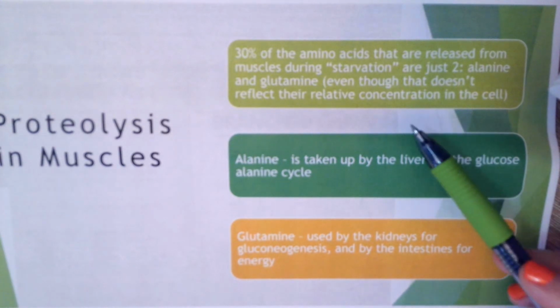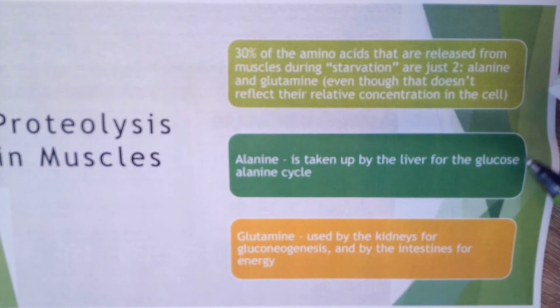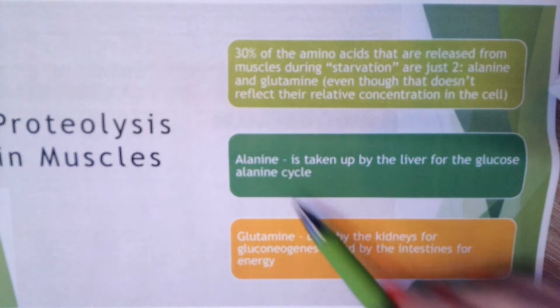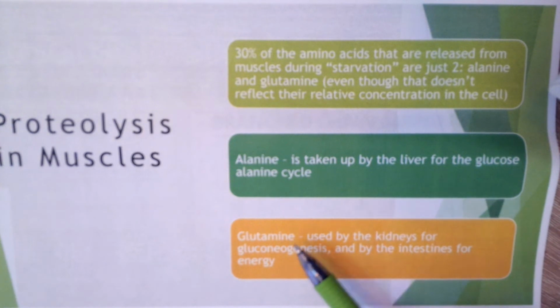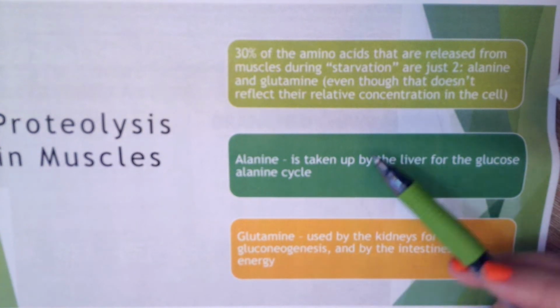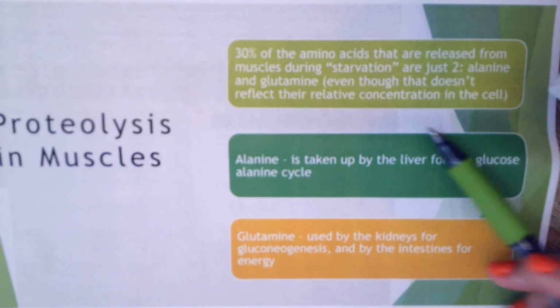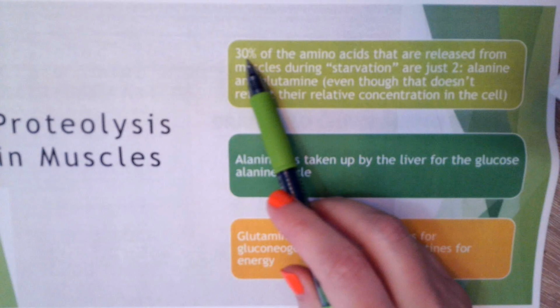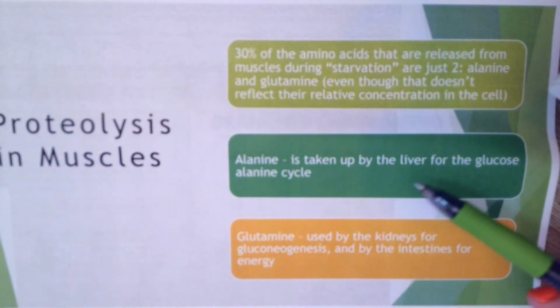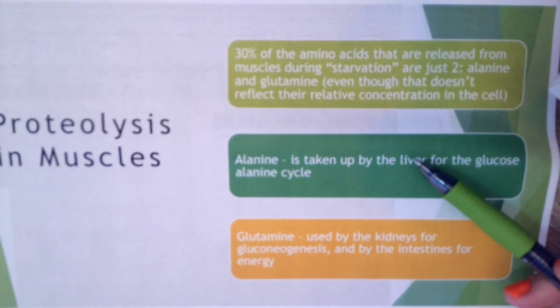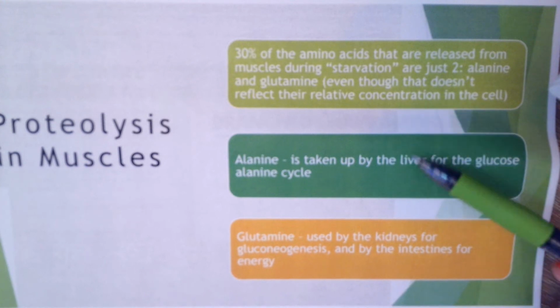Now, the thing about proteolysis in muscles is that what they release is not really representative of what they contain, if that makes any sense. So the proportions of what they release, they are releasing mostly alanine and glutamine. These are the two main amino acids that are released from the muscles. They account for about 30% of the total amino acids that are released from your muscles during a starvation period.